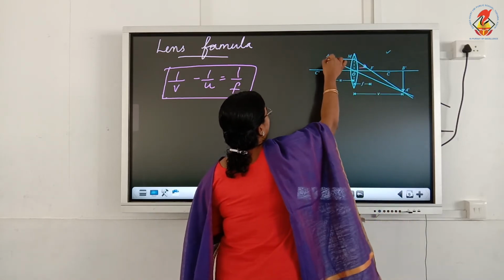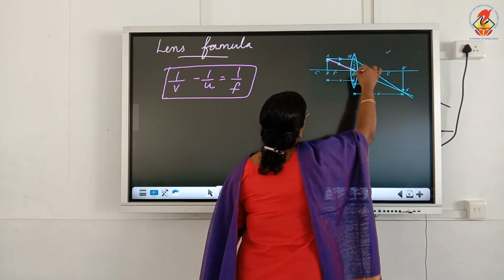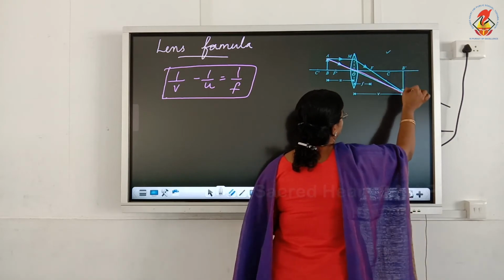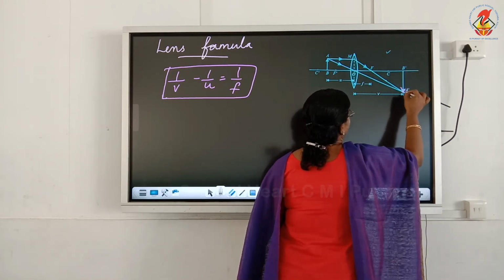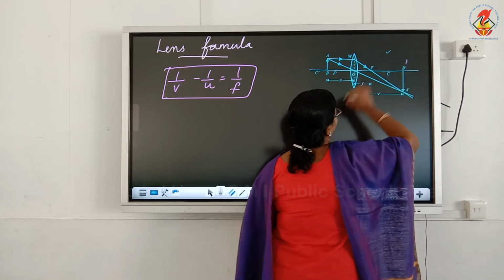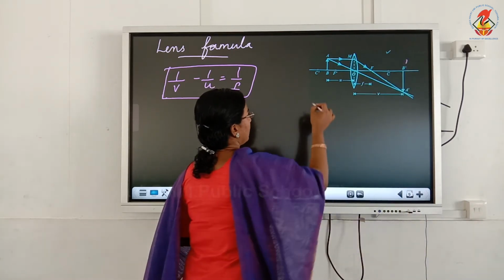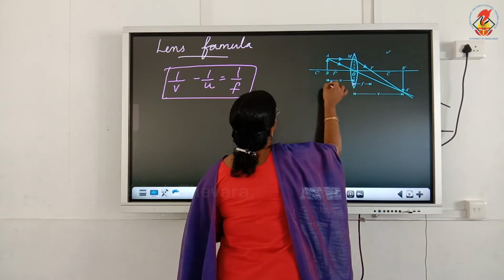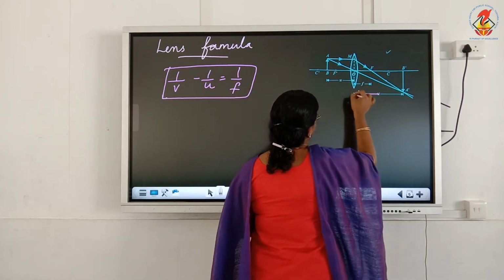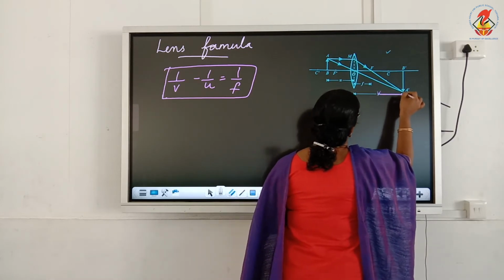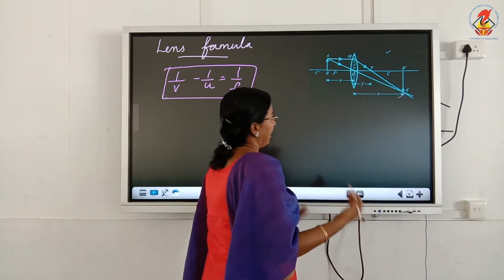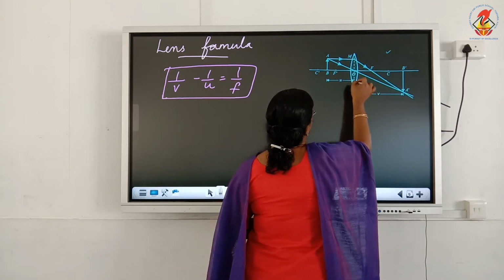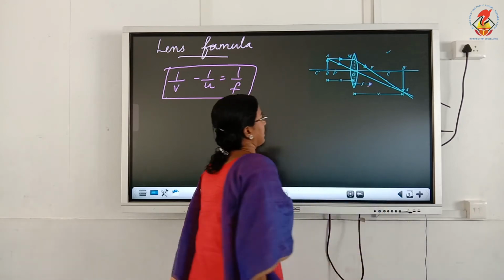Similarly, the second ray, which is passing through the optical center without deviation in path, and these two rays meet at the point A dash. So A dash B dash is our final image. Now, U is the object distance. Object distance means the distance taken from the object to the optical center. V is the image distance, the distance from the optical center to the final image. And F, small letter F, is the focal length, taken from the optical center to the focus of the lens.